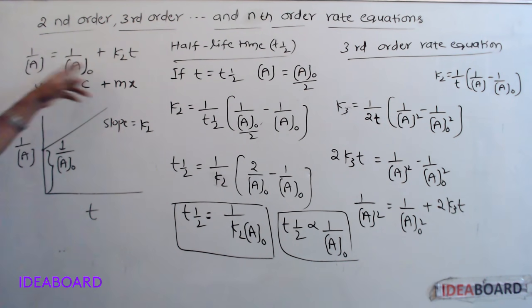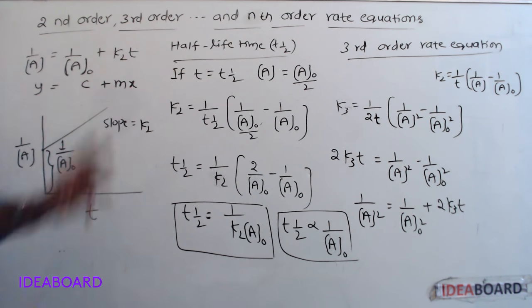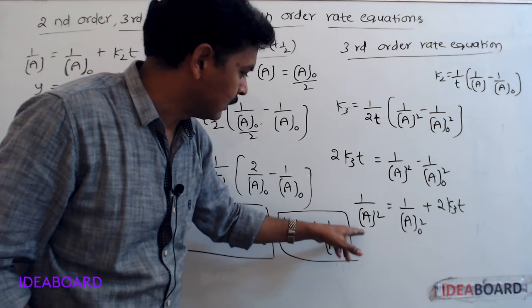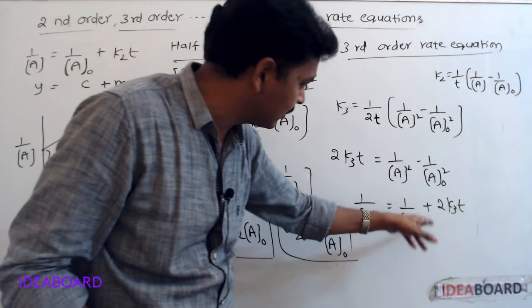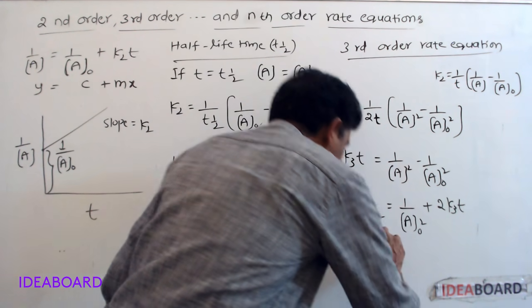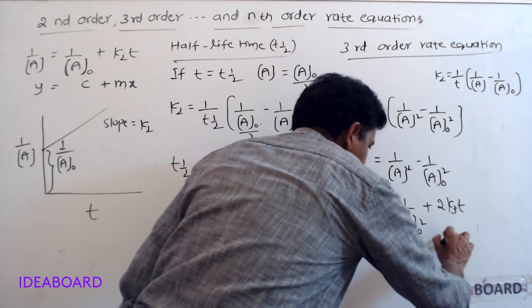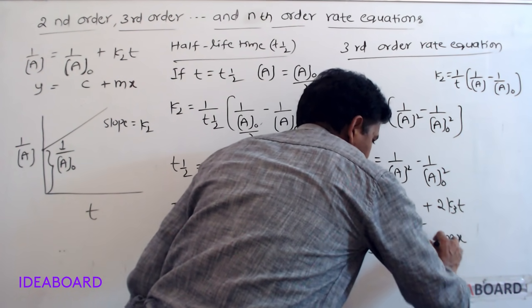For second order reaction, we got this equation: 1 by A concentration is equal to 1 by A naught plus K2T. Like that, 1 by A concentration square is equal to 1 by A naught square plus 2K3T. This equation is similar to y is equal to mx plus c.